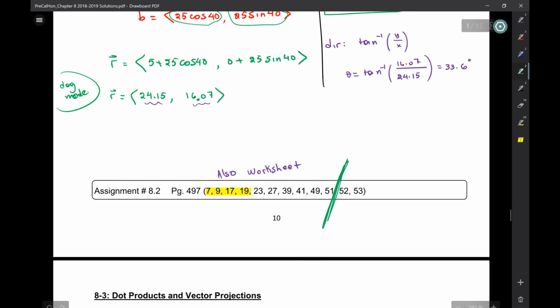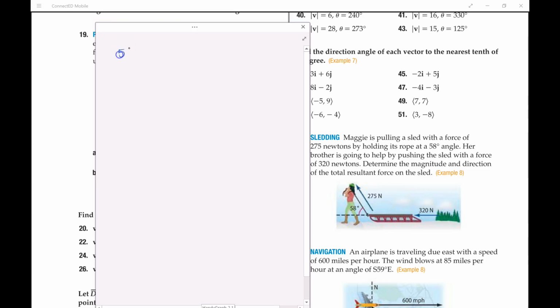Take a look at 51. This is important. So 51, how does it look? You don't have to draw it out for me, but you should know in your mind what these vectors look like. So 3 and negative 8 looks like this, right?